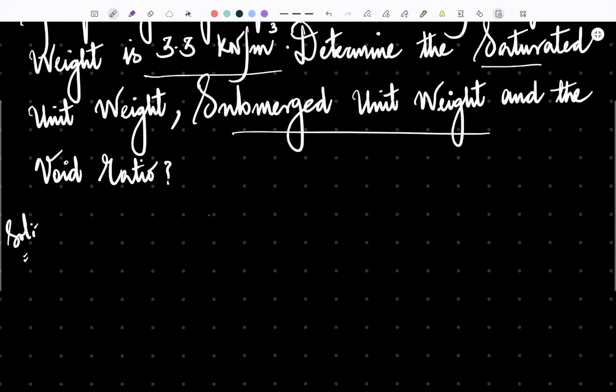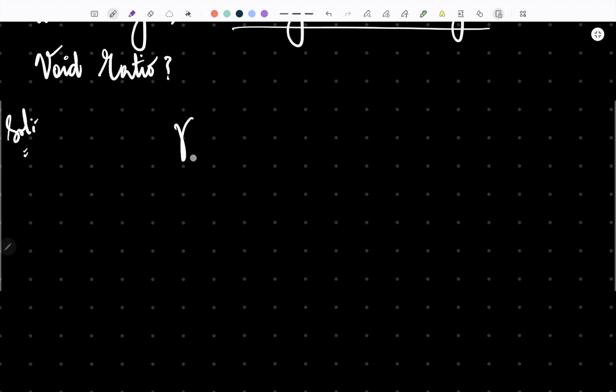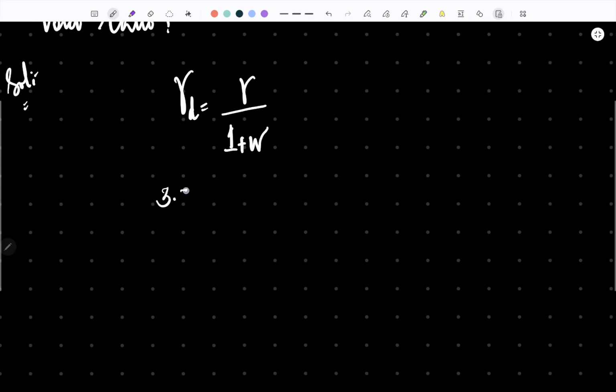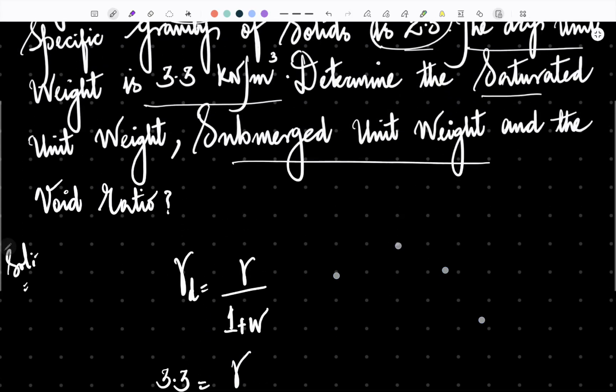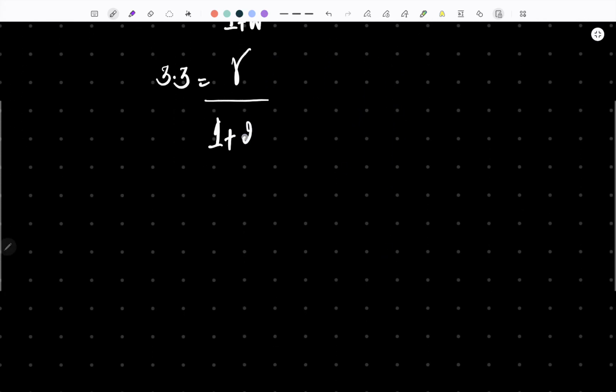I know the equation for dry unit weight: dry unit weight is equal to bulk unit weight divided by 1 plus water content. The dry unit weight has been given as 3.3 kilonewton per cubic meter. Bulk divided by 1 plus water content. Very high water content, 265%, so here it will become 2.65. We generally express water content as a percentage, but in computations we use it as a decimal.